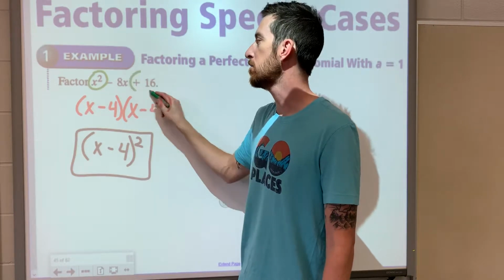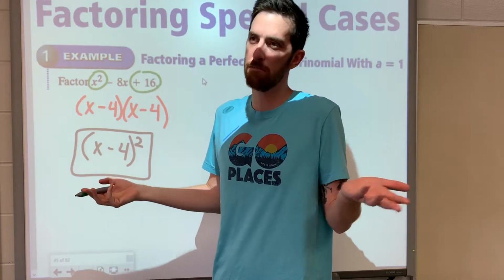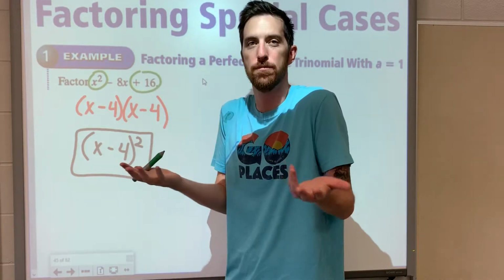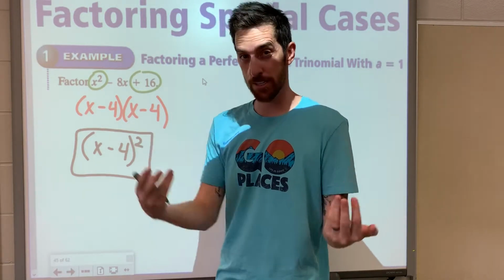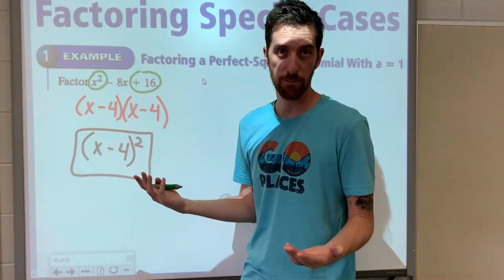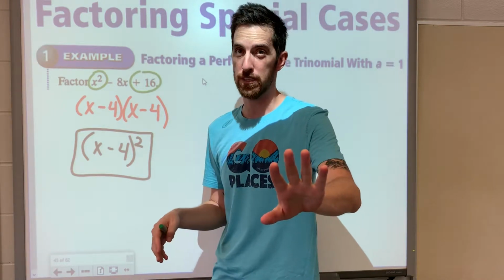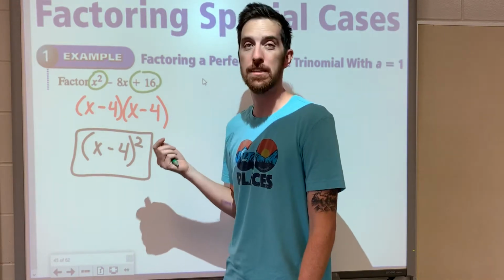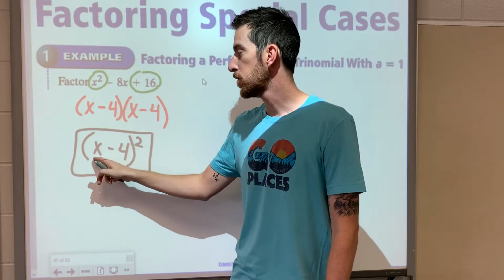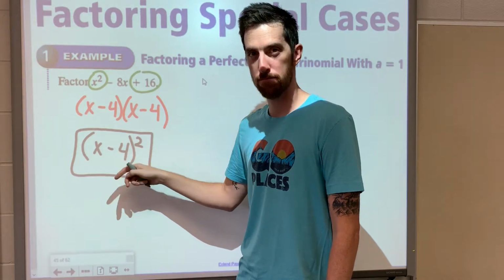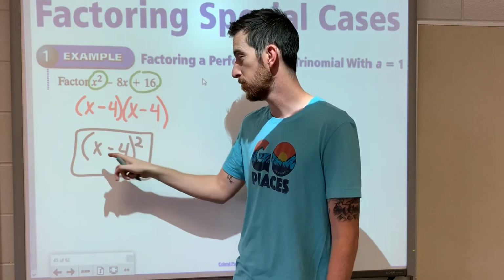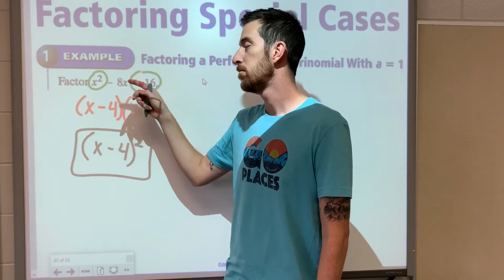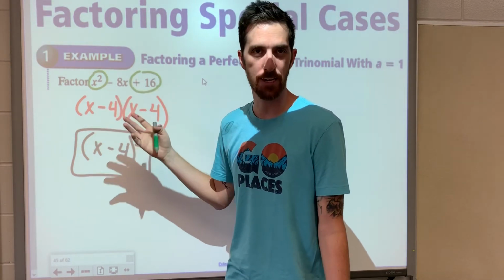You look at the last term and you say, is that a perfect square? Yeah. 16 is 4 times 4. So that's usually a pretty good indicator that it's going to be a perfect square trinomial. Not 100% of the time, but many times. And make sure if you multiply the first and last term, and then you double it, you get that middle term. So x times negative 4 times 2 would give you negative 8x, okay?